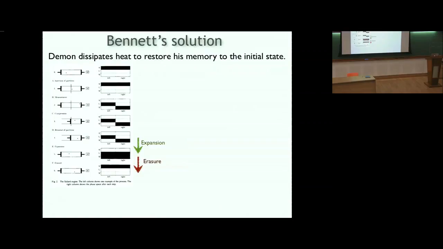But there is a second misconception with Bennett's solution. People think that Bennett solved the Maxwell demon because he proved that the cost is in the eraser. But this is not true. Bennett himself said that it's an alternative explanation. The cost can be either in the measurement or in the eraser or in both.